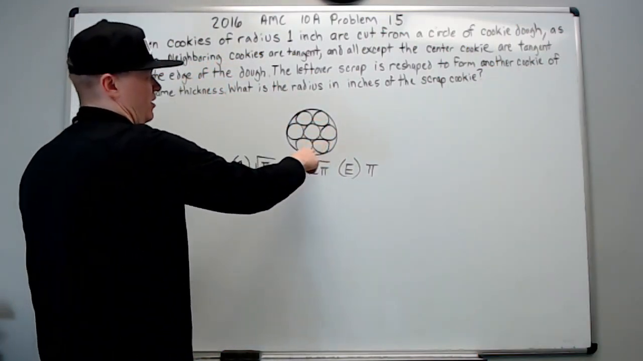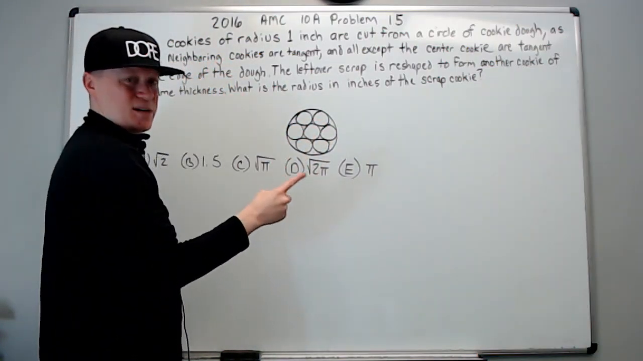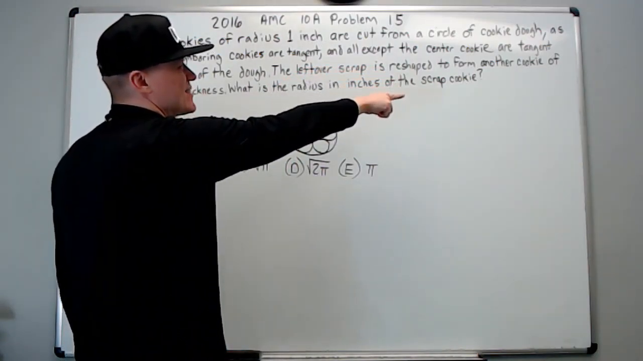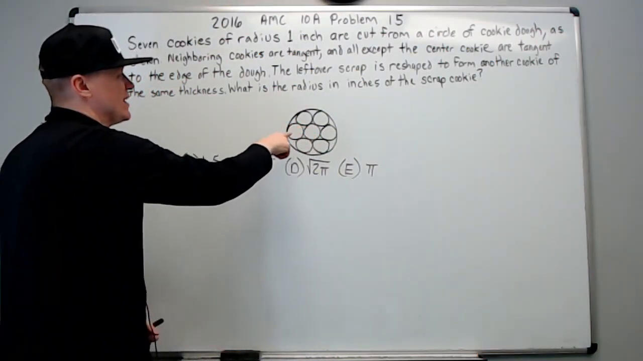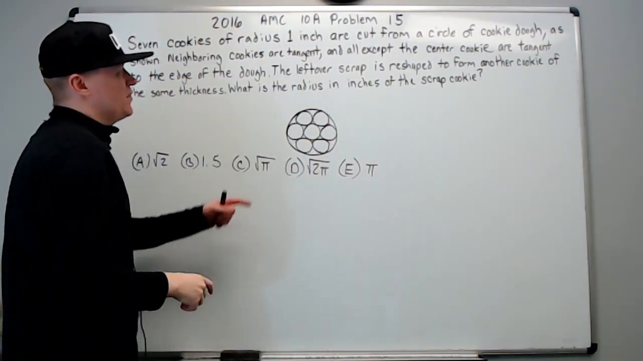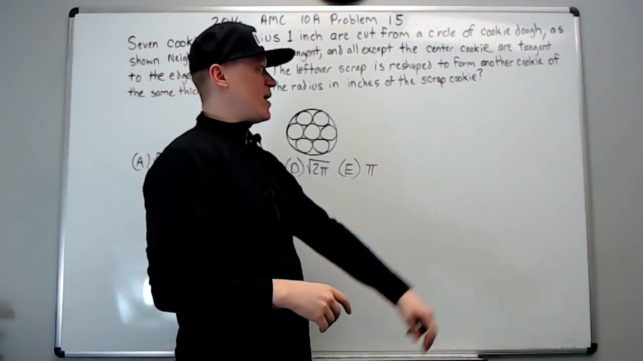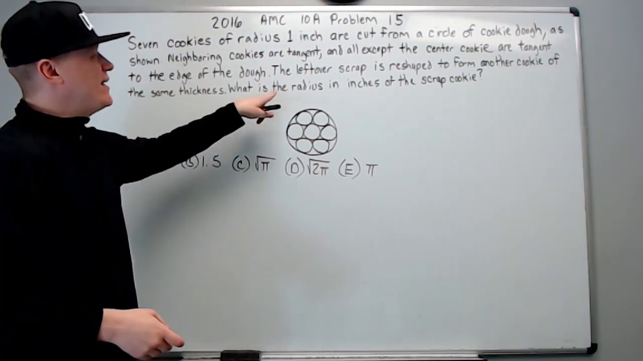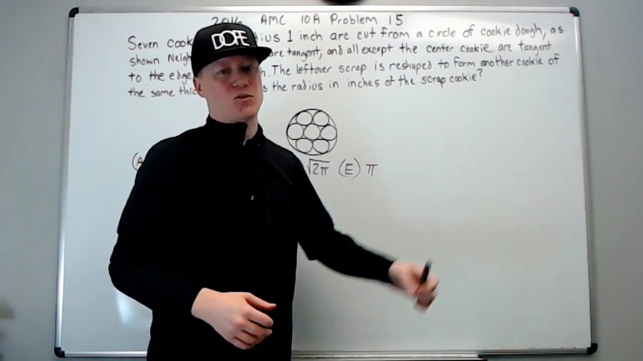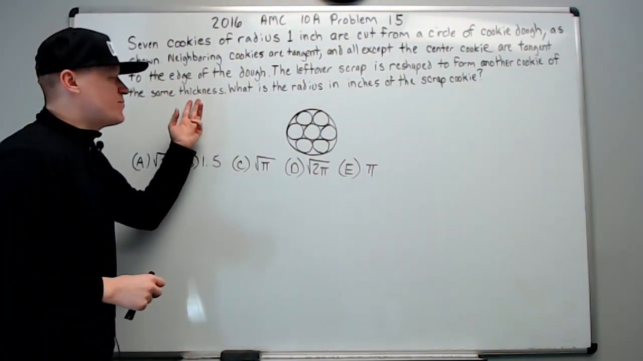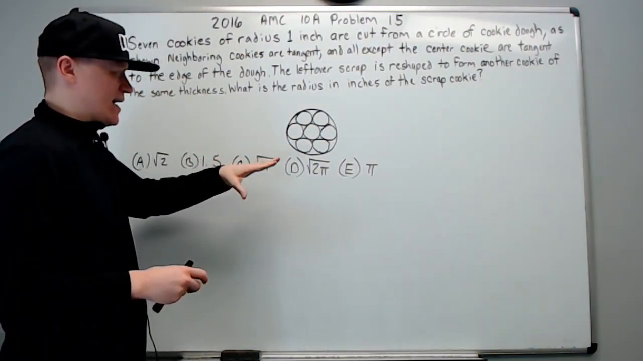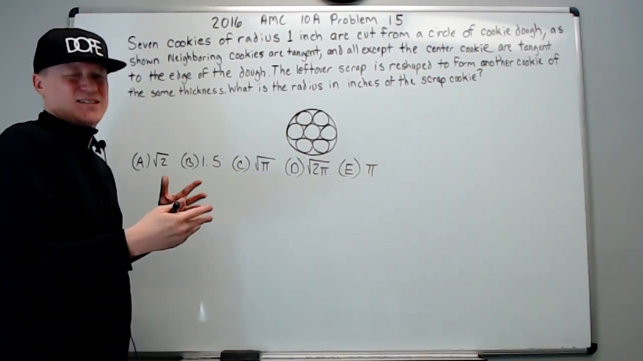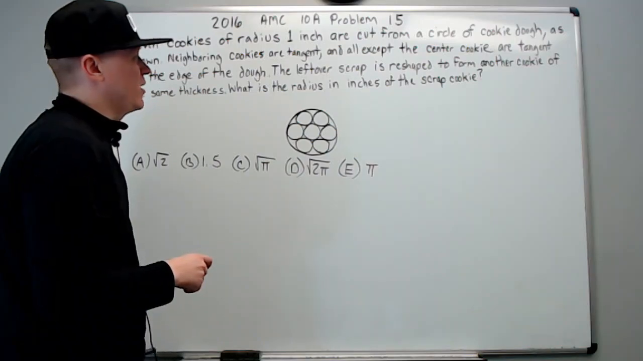Neighboring cookies, that's all of these neighboring cookies, are tangent, meaning they touch in one point to the adjacent cookie. And all except the center cookie are tangent to the edge of the dough. The leftover scrap is reshaped to form another cookie, bonus, of the same thickness. What is the radius in inches of the scrap cookie? Okay, the same thickness, why are they telling us that? So that you know it's not higher than the original cookies, it's the same height, so we can kind of just disregard the thickness altogether for the rest of the problem.